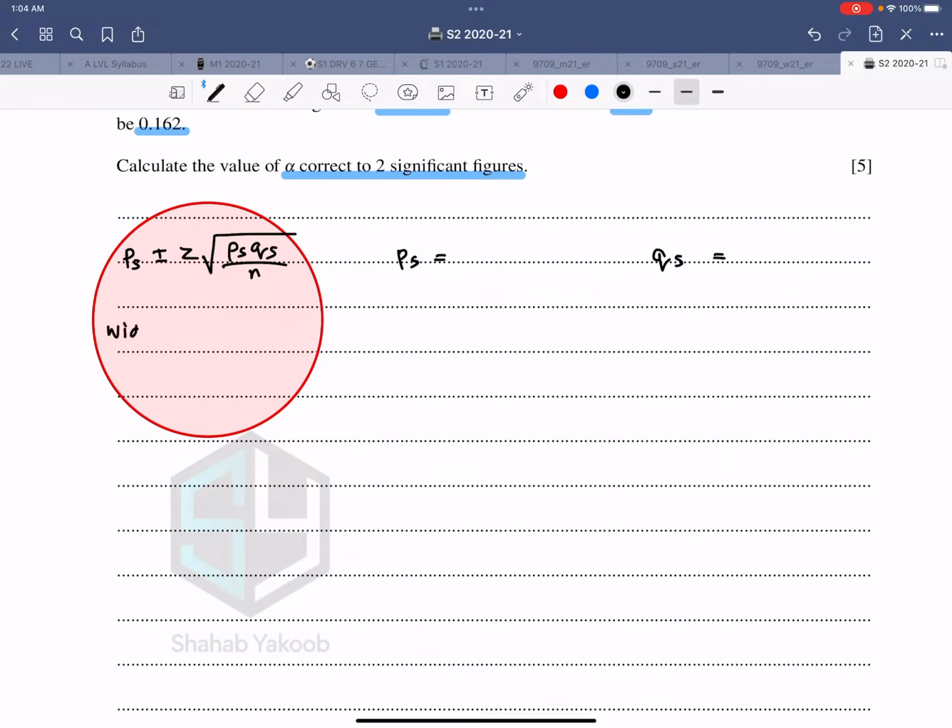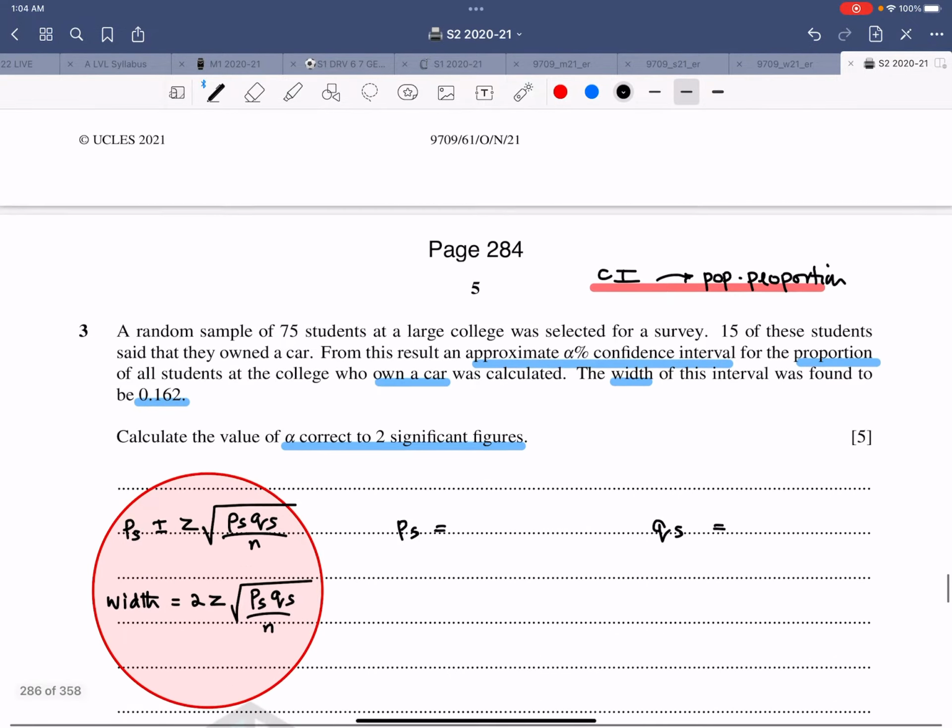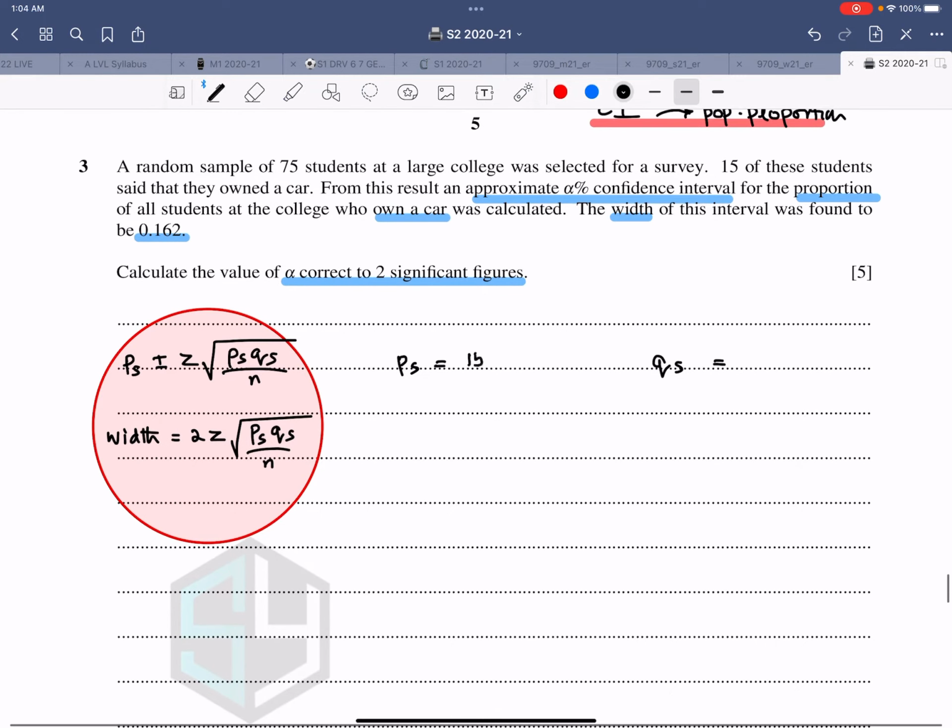The other formula is for width, that is 2Z square root PS QS over N. So now PS is 15 over 75, which simplifies to 0.2. Therefore, QS is 1 minus PS, which is 0.8. N is 75. Z is what you are looking for because alpha % is unknown. So we need to calculate alpha.